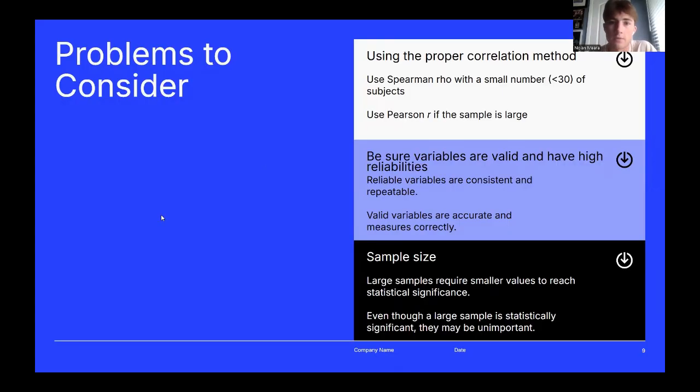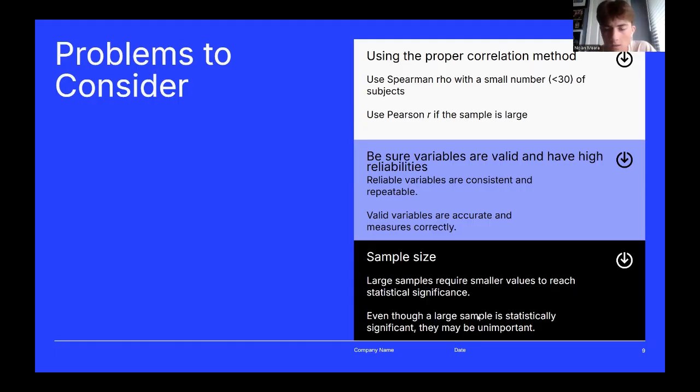Some problems to consider: using the proper correlational method. You should use Spearman rho with a small number of subjects, less than 30, and you use the Pearson R if the sample is large, and that's typically what correlational studies are aiming for. We should be sure that variables are valid and have high reliabilities. Reliable variables are consistent and repeatable. Valid variables are accurate and measure correctly. So we want to get closer to that bullseye, and hit that bullseye often.